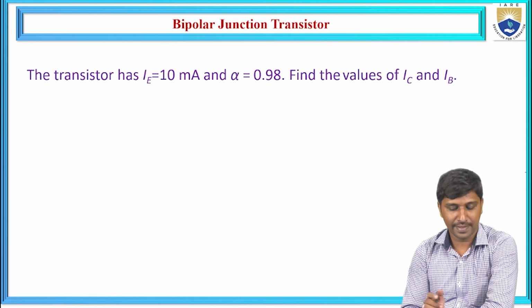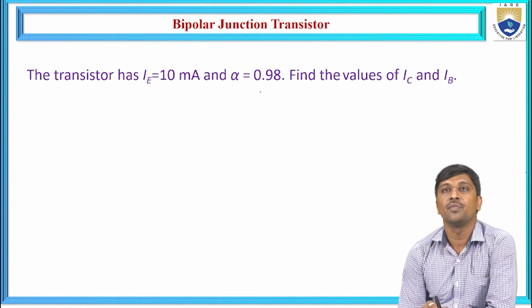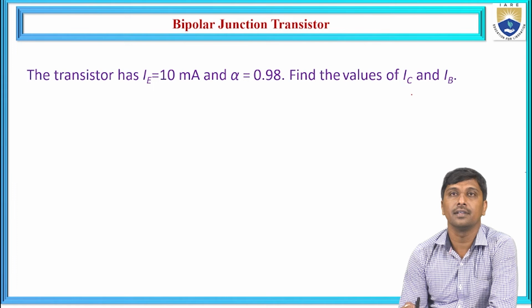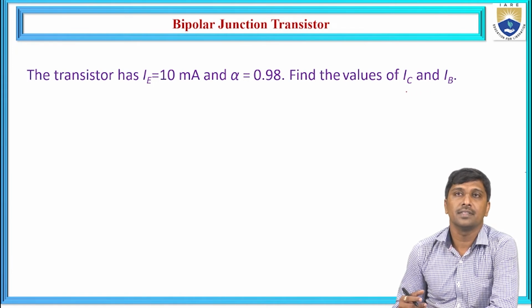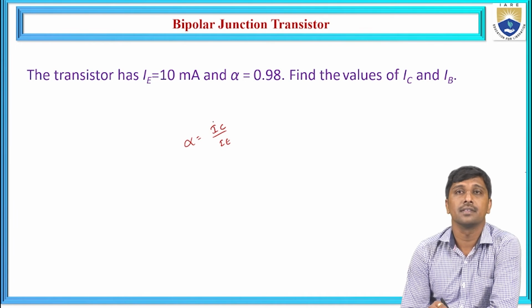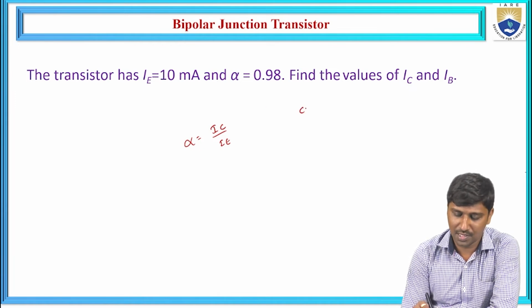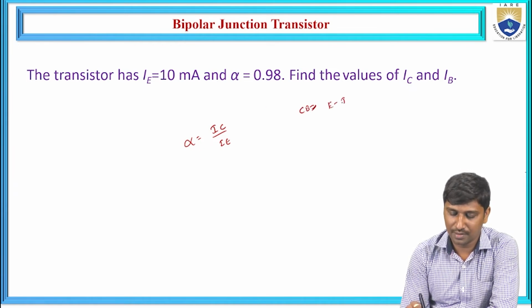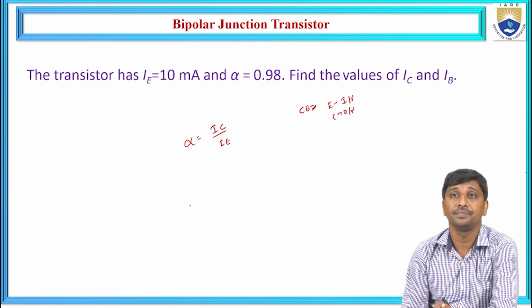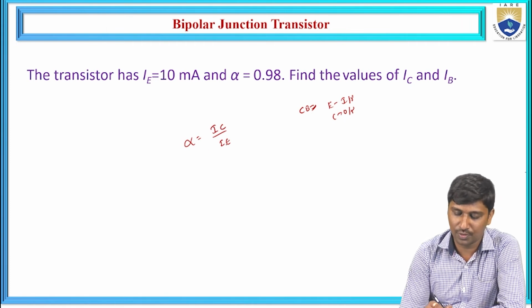Now the next question: the transistor has IE equal to 10 milliamperes and alpha equal to 0.98. We need to find the values of IC and IB. We know that alpha is the ratio of output current to input current. In the common base configuration, the emitter is the input and the collector is the output, so alpha is the ratio of output current to input current, and we need to calculate IC.